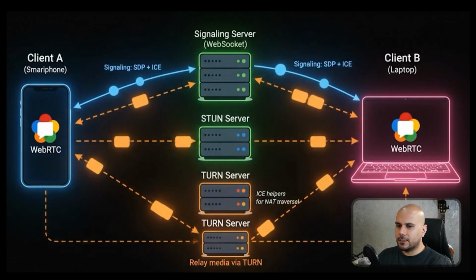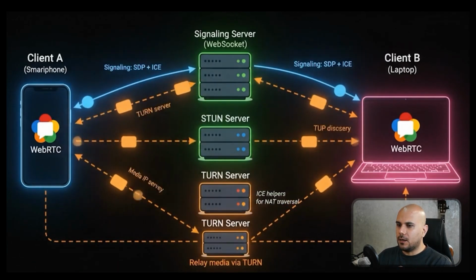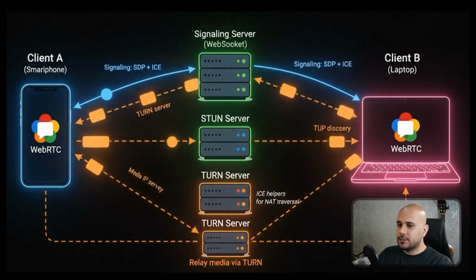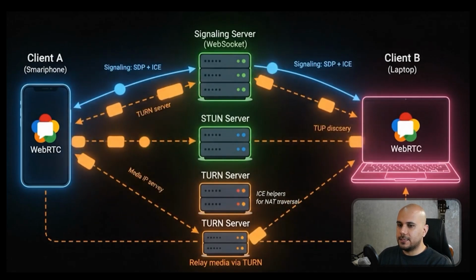When you are debugging a call, you should always ask, are my signaling messages flowing? Did STUN give me public candidates? And did ICE manage to choose either the green direct path or the orange TURN path?